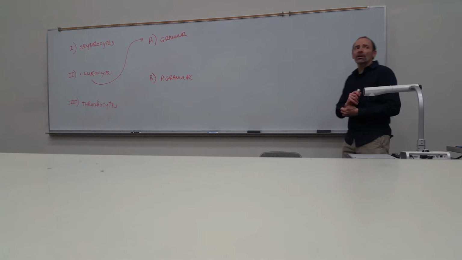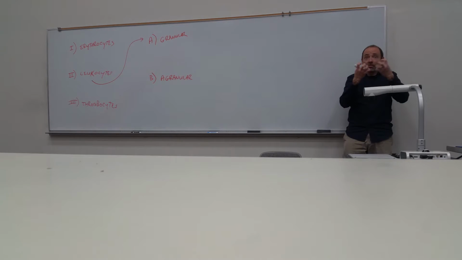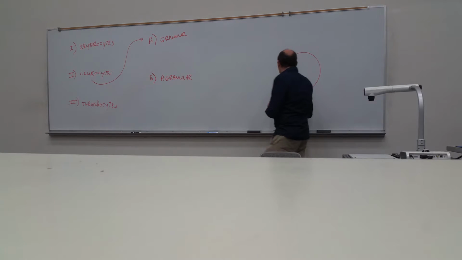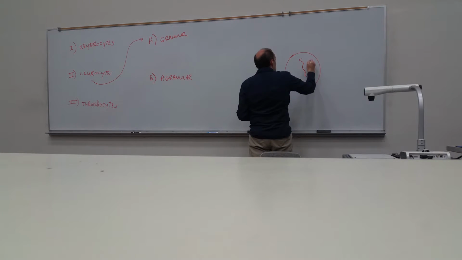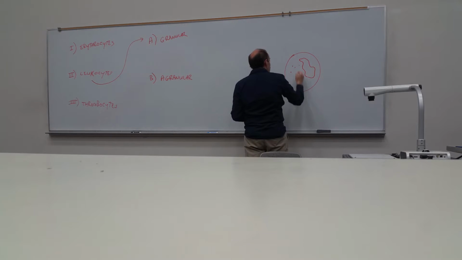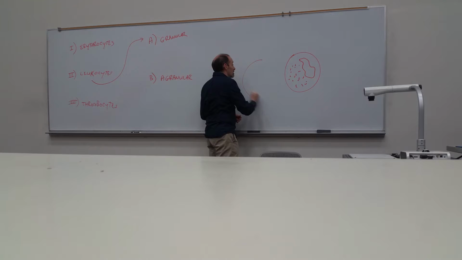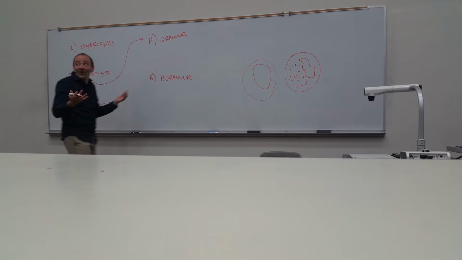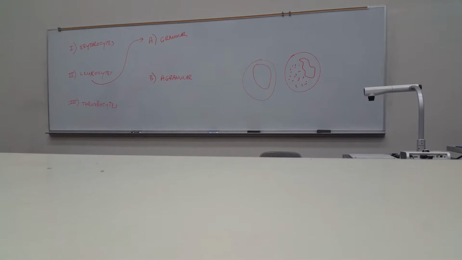Called granular because when you look at them under the microscope, there's what look like big grains of stuff in the cytoplasm. If I look at a cell like this, and they're more or less round like this, and I see a nucleus, and then I see these grains, that's a granulocyte. If I look at it under the microscope and I see a nucleus and I don't see that, that's an agranulocyte. It's pretty straightforward. They're easy to see. We'll look at them in lab next week.